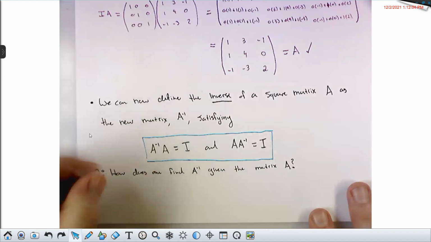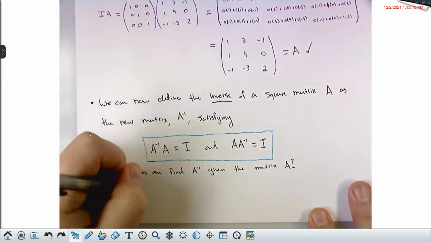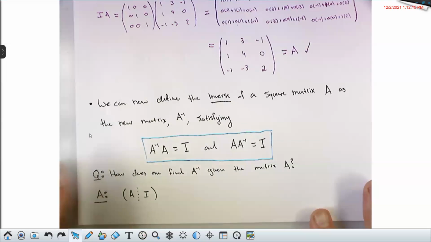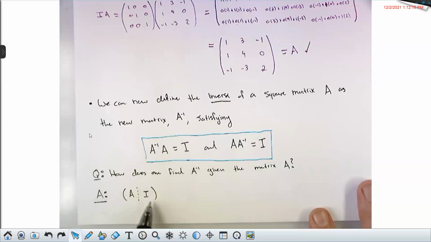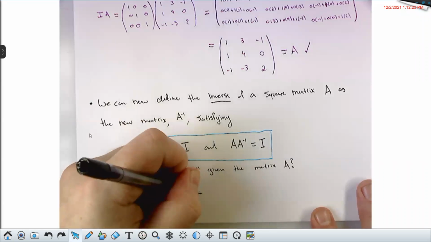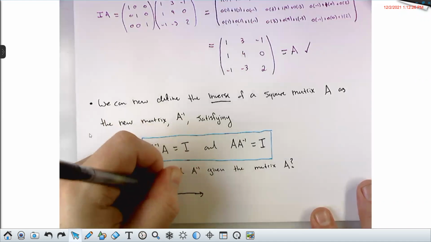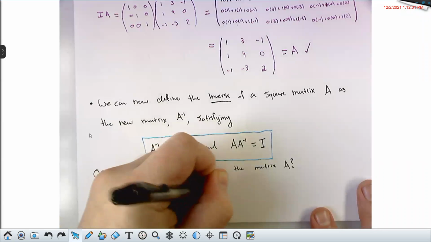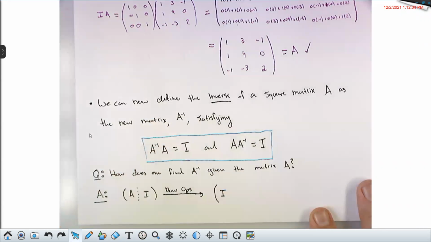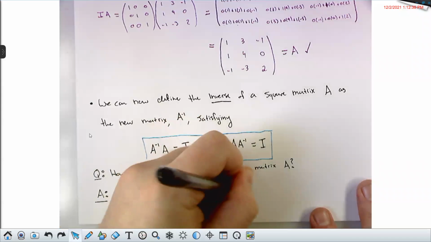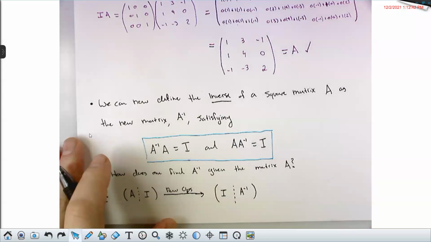And the answer here is you write down your original matrix augmented by the identity. Remember what the augment means. You just take your matrix and kind of glue this other thing onto it. And you perform row operations until you have the identity on the left. And once you've done that, the thing that will show up through that procedure is the inverse on the right.